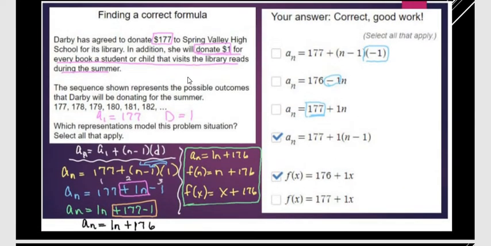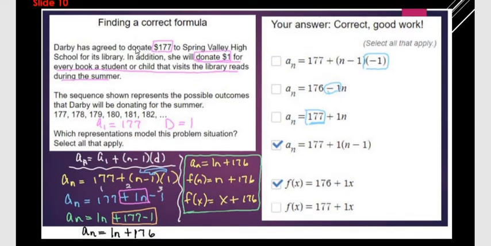You're going to find a correct formula right here. Darby has agreed to donate $177 to Spring Hill High School for its library. In addition, she will donate $1 for every book a student or child that visits the library reads during the summer. The sequence shown represents the possible outcomes that Darby will donate for the summer. And as you can see, here's the sequence. The first term is 177. She is donating $1 for every book someone reads. So this is your common difference. Which representation models this problem situation?